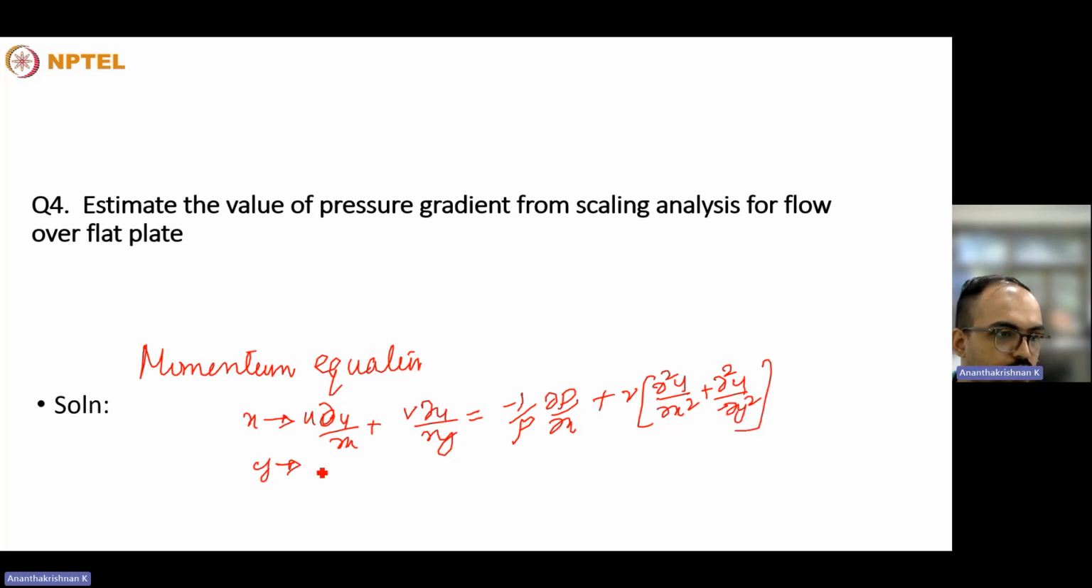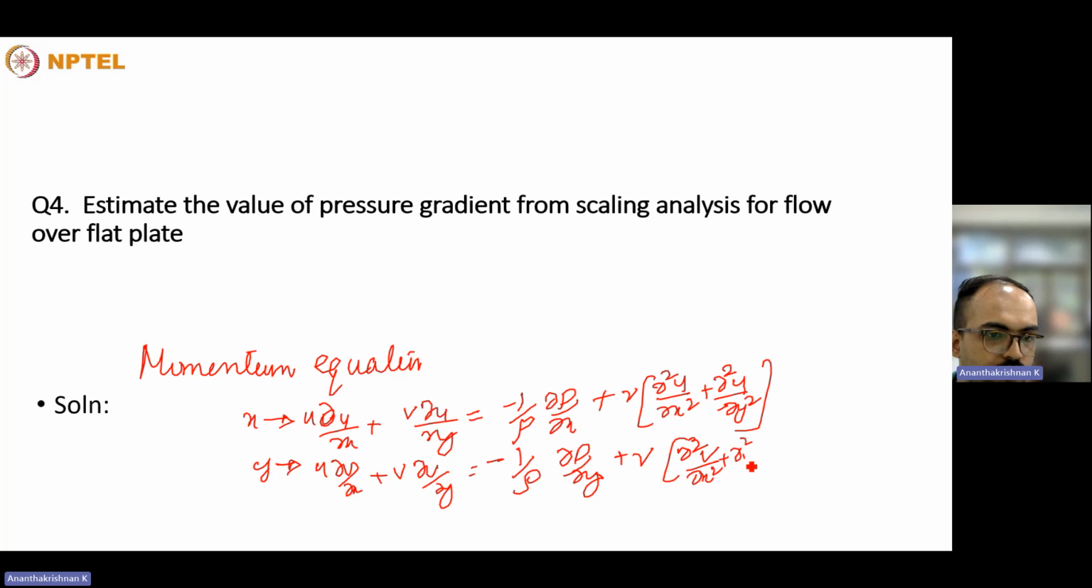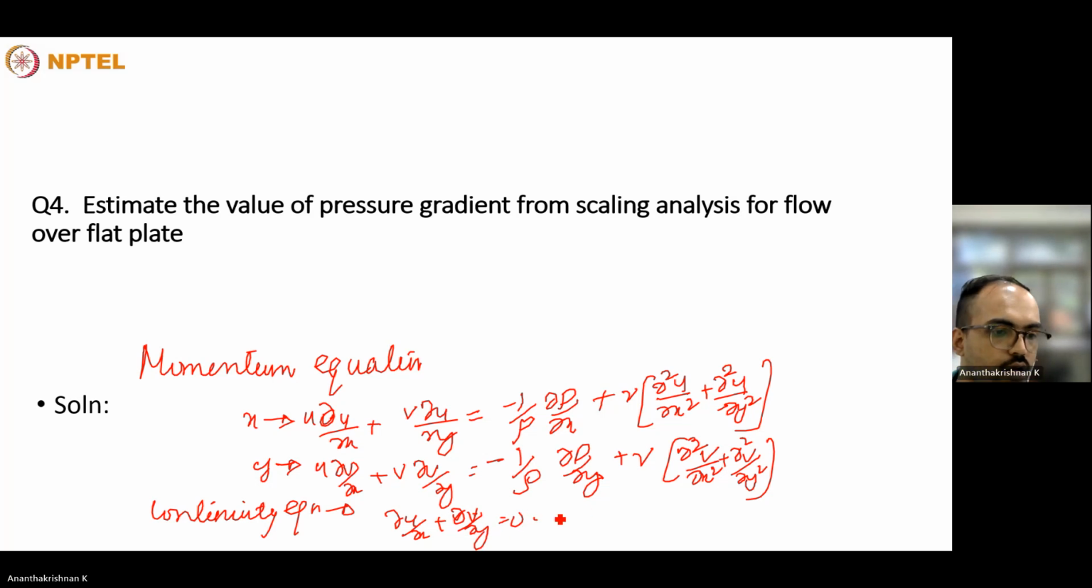Similarly, in the y direction, it will be u ∂v/∂x plus v ∂v/∂y is equal to minus 1 by rho ∂p/∂y plus mu (∂²v/∂x² plus ∂²v/∂y²). And the continuity equation will be ∂u/∂x plus ∂v/∂y is equal to 0. So apply scaling analysis for a flow over a flat plate.